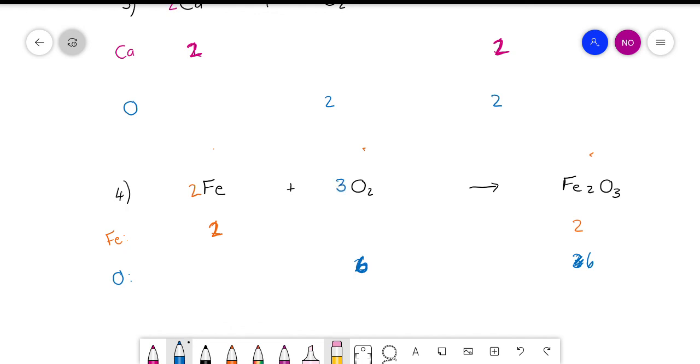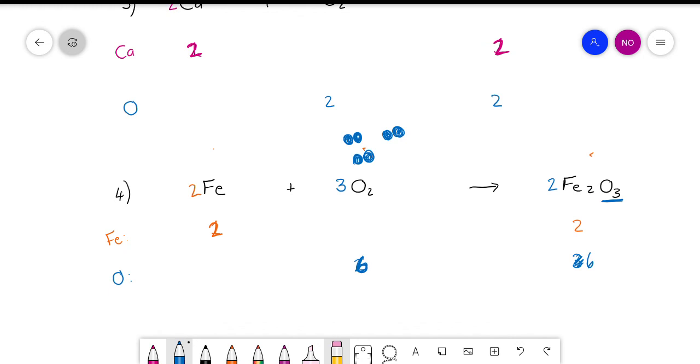Because then I have 3 diatomic molecules, which means 3 times 2. Good? And then here, I'm going to have to put a 2 there. Why 2? Because each of these molecules contains 3 oxygens. So if I have 2 of those molecules, then I have 3 plus 3. Good? Okay. So now they're balanced.